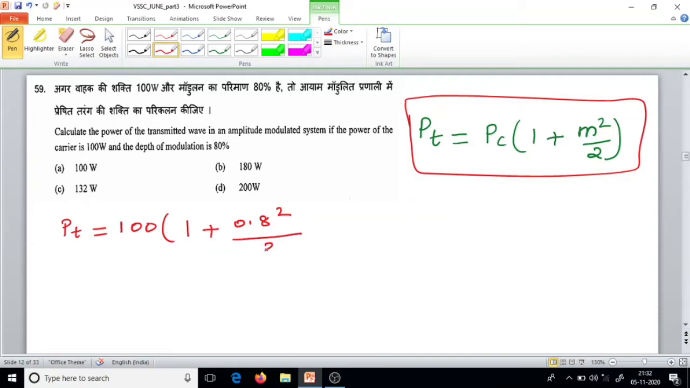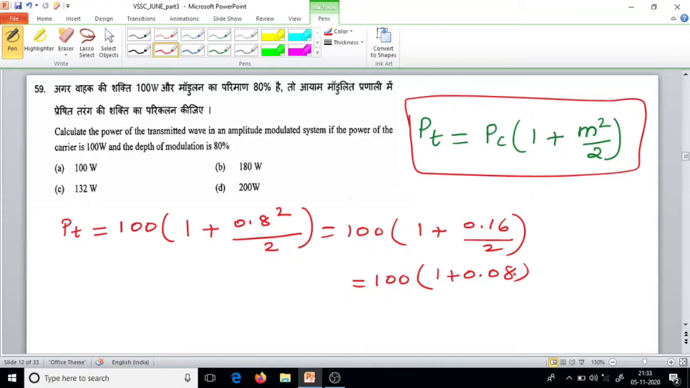Now total power PT equals PC, which is given as 100 watt, multiplied by 1 plus 0.8 square divided by 2, which equals 100 multiplied by 1 plus 0.16 divided by 2. 0.16 divided by 2 equals 0.08. 100 multiplied by 1 plus 0.08, so 1.08 multiplied by 100. There is some mistake.